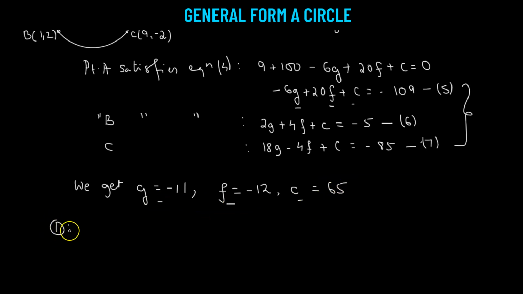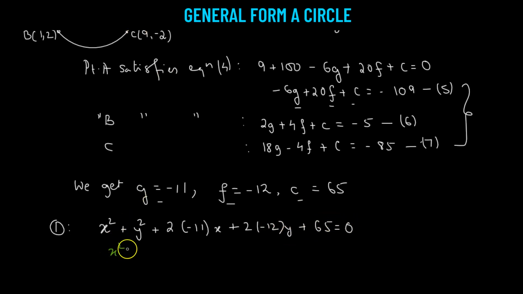Now equation 4, we have already mentioned: x squared + y squared + 2gx + 2fy + c = 0. Let's substitute the values, and we're going to finally get the equation of the circle. That's x squared + y squared minus 22x minus 24y + 65 = 0. So this is going to be the equation of the circle.